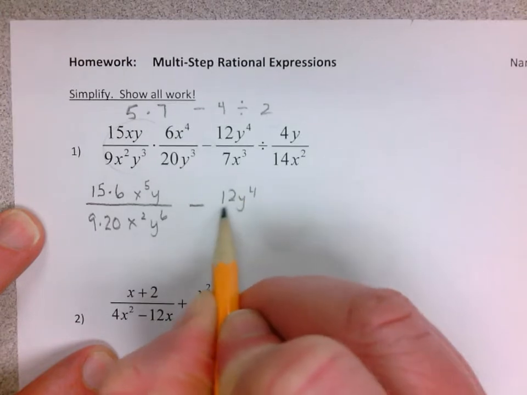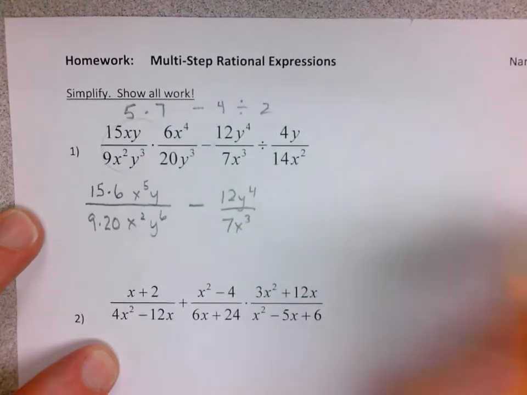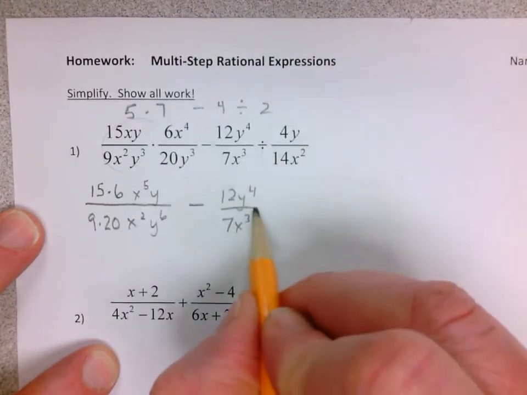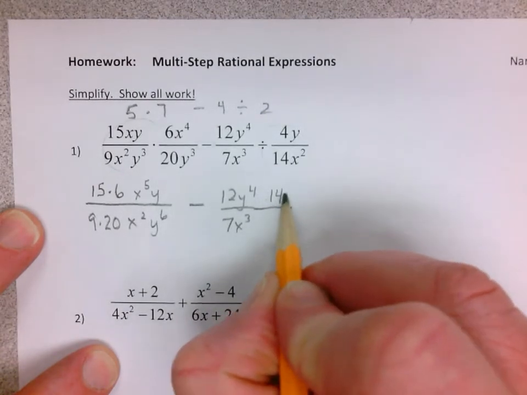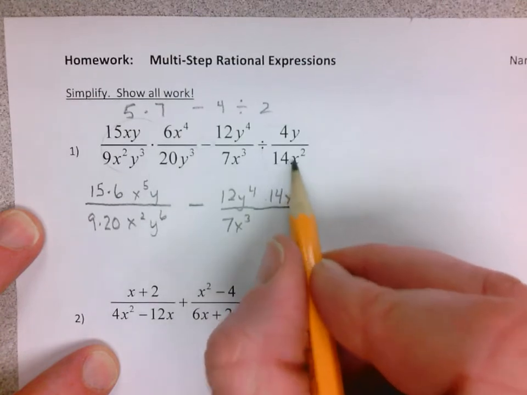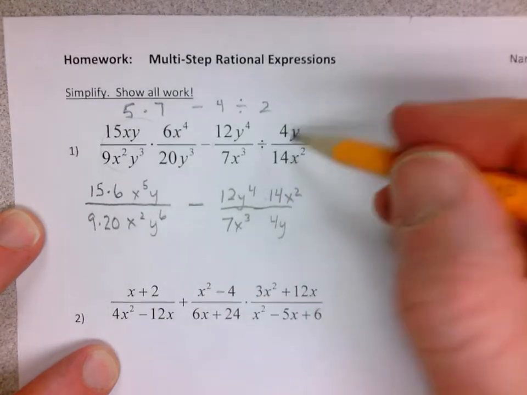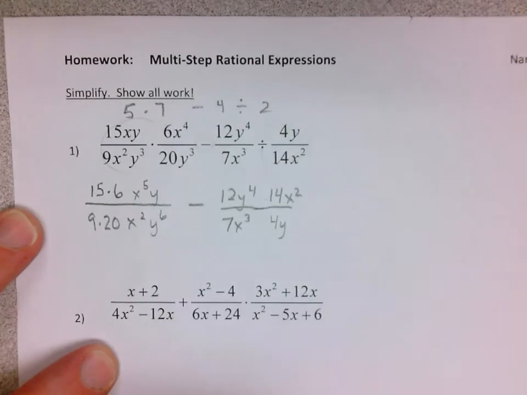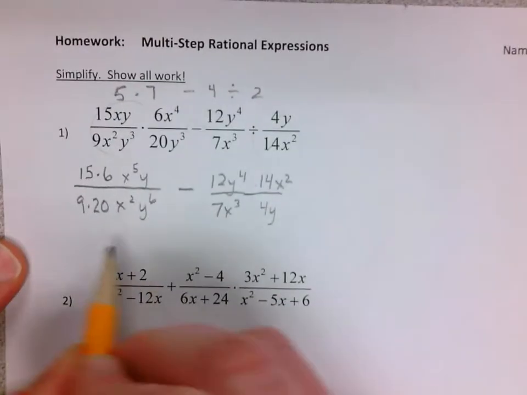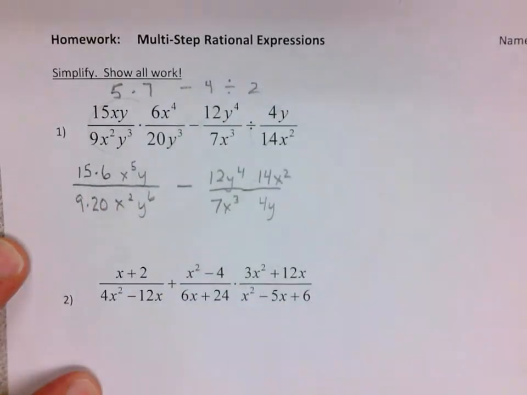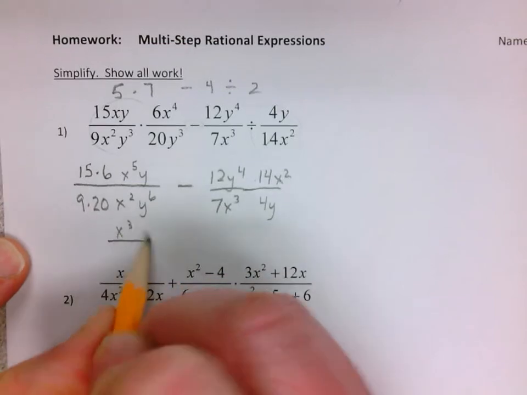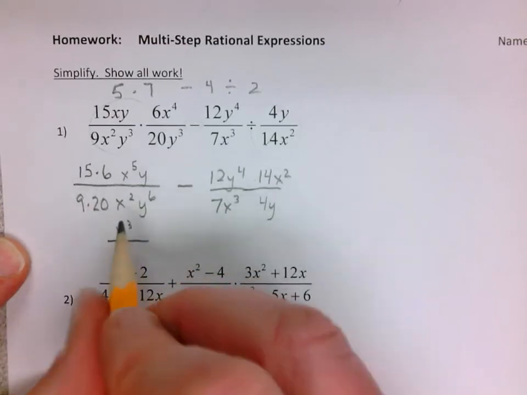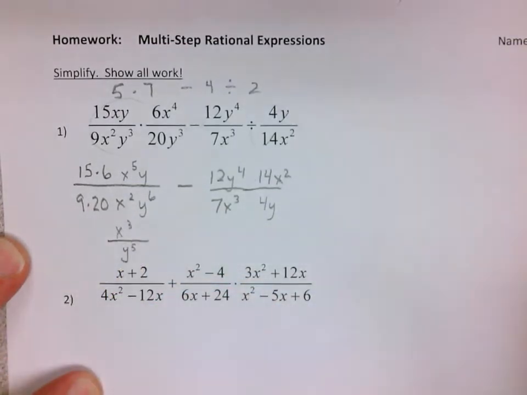12y to the 4th, 7x to the 3rd, reciprocal. So 14x squared and 4y. Now some people reduce right even here, that's fine. Okay, so what most matters is that you get these fractions reduced here. So I know I have x to the 3rd over y to the 5th, and I can do that.